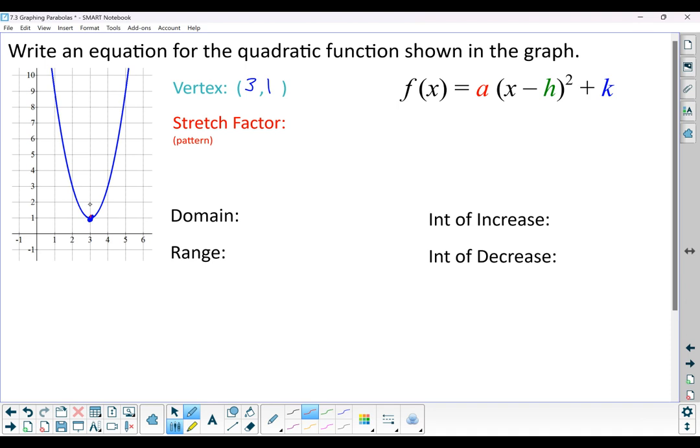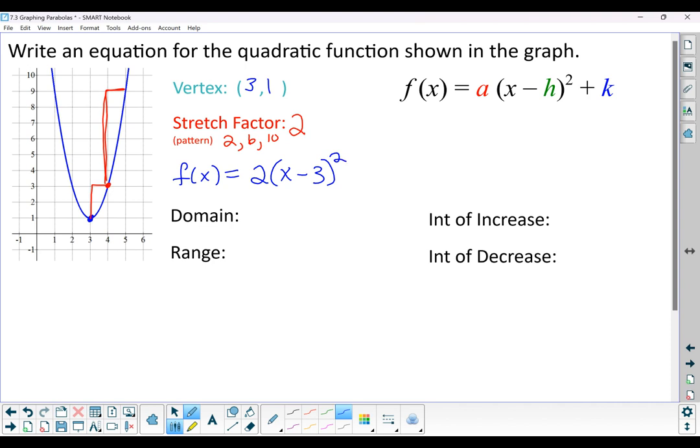In this case, look for another nice point. It looks like right here, up 2 over 1, up 6 over 1. So our stretch factor is 2, because our pattern is 2, 6, and it probably would be 10 if we could see it. So our equation is going to be, you can use f of x or you can use y, f of x equals our stretch of 2, and it's going to be (x minus 3).